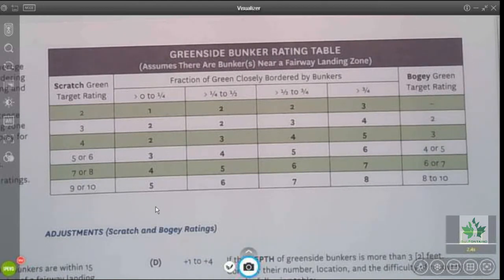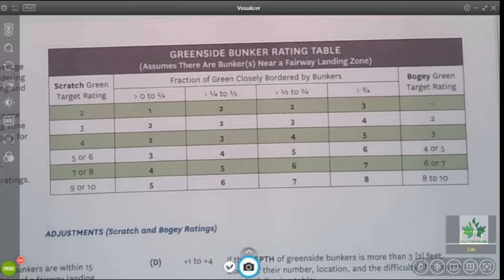If your green target rating is low, you're not likely to get into the bunkers when you hit into the green, because either the green is very big or the shot is very short. Conversely, if the shot is very long, or the green is very small, then you're likely to get in the bunkers, and those are the higher green target ratings here.